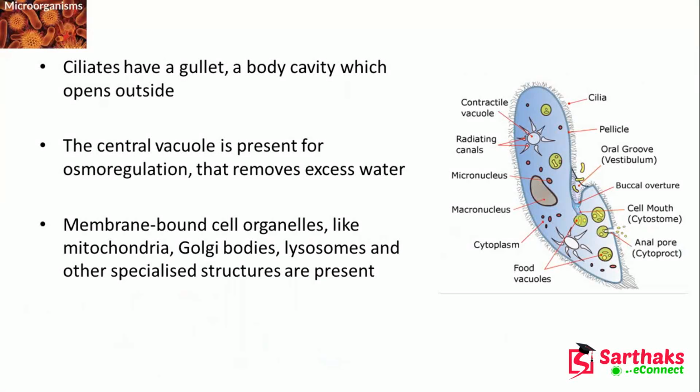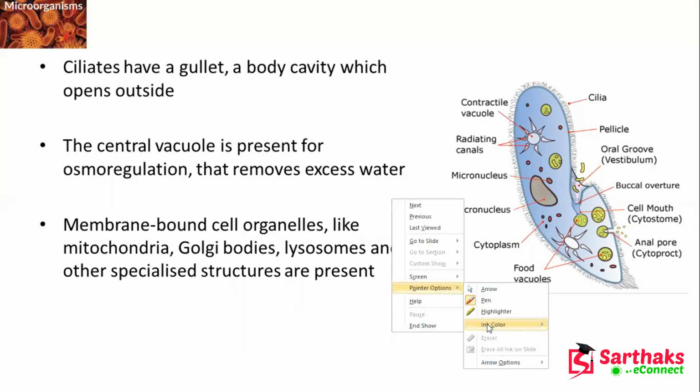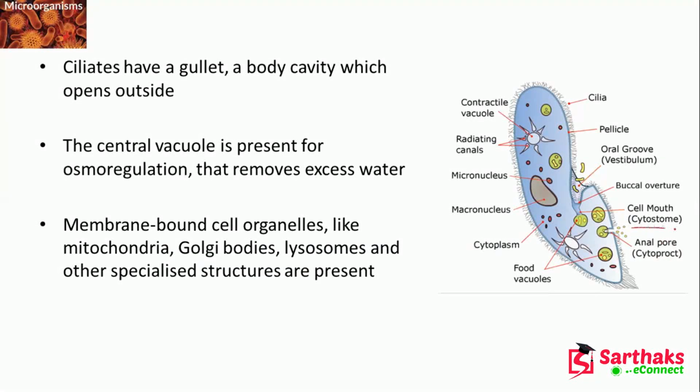Next, here it has been shown the macronucleus. This is the cell mouth, and this is the buccal overture. Like we have a buccal cavity, they also have a mouth, and this is the cell mouth to ingest the food. And here you can see the cytostome, and here you have food vacuoles.